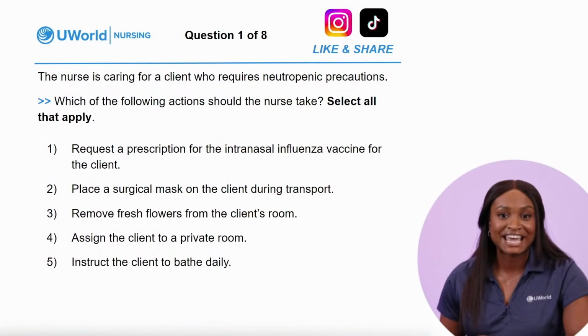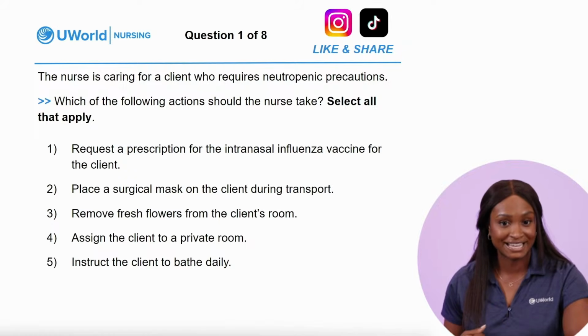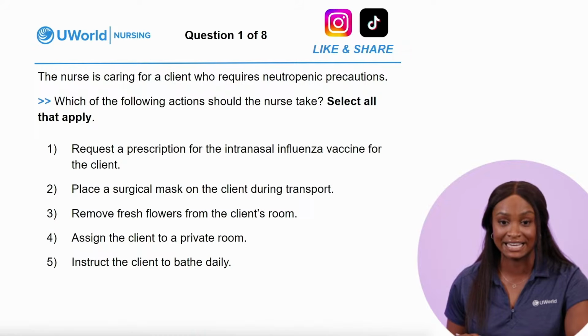Enjoy. The nurse is caring for a client who requires neutropenic precautions. Which of the following actions should the nurse take? Select all that apply. I will give you all about 30 seconds. Option 1, request a prescription for the intranasal influenza vaccine for the client. Option 2, place a surgical mask on the client during transport. Option 3, remove fresh flowers from the client's room. Option 4, assign the client to a private room. Or option 5, instruct the client to bathe daily. Which one should we be choosing?